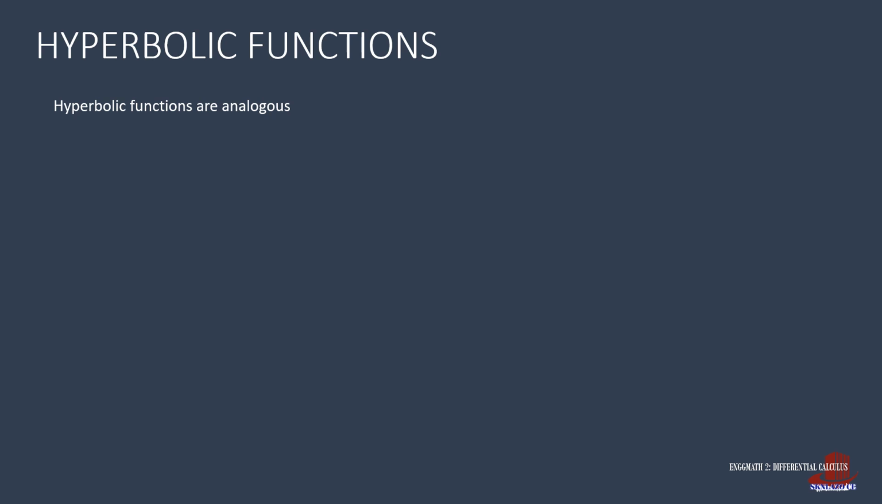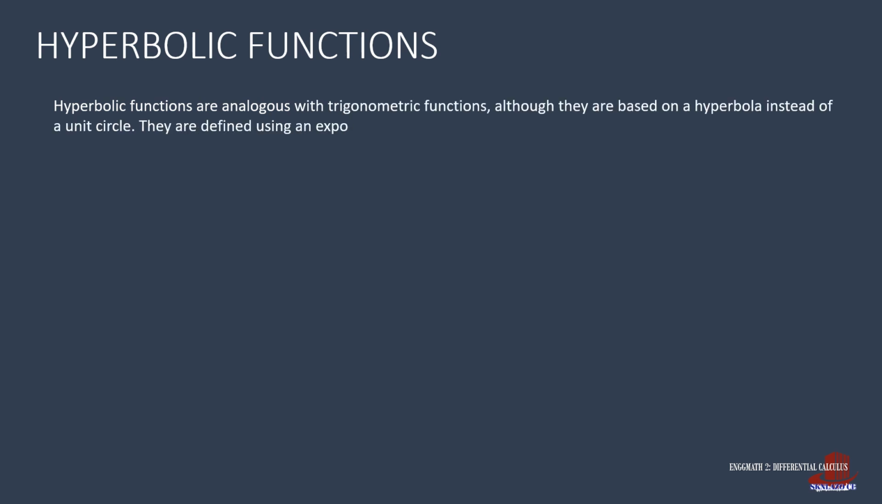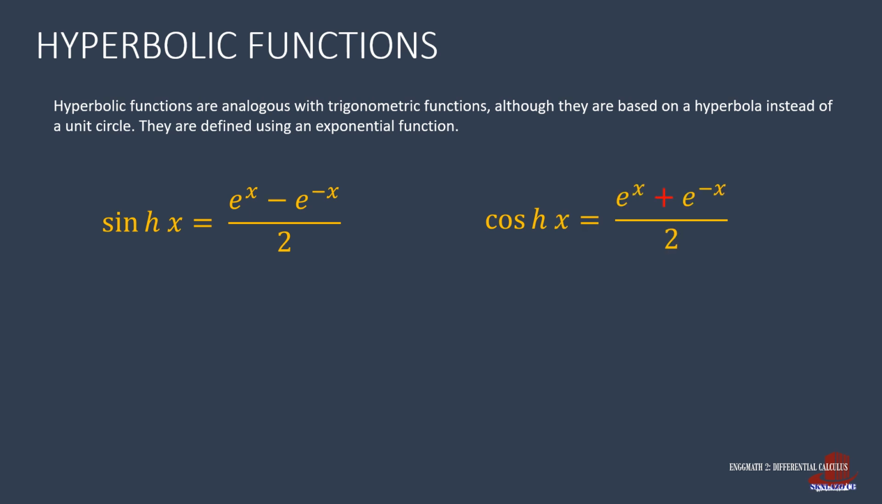What are hyperbolic functions? These are similar to trigonometric functions, although they are derived from a hyperbola instead of a circle. The two main functions are also defined with exponential functions. Hyperbolic sine is given as half of e raised to x minus e raised to negative x. e is Euler's number. Hyperbolic cosine looks very similar to the previous function, with just a different operator. Hyperbolic cosine is half of the summation of e raised to x and e raised to negative x.